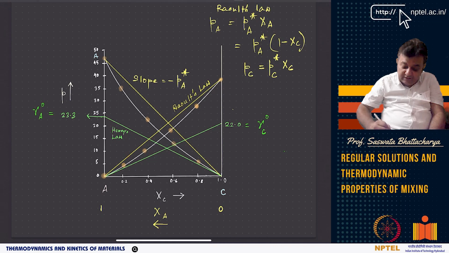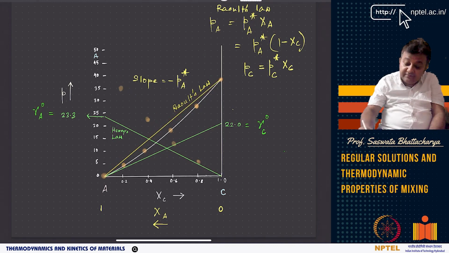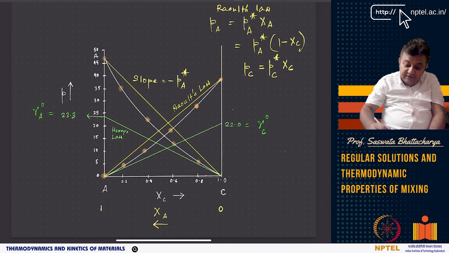So for this yellow line, you see the slope is PC star. While for the other line, that is for acetone, you see there is a decreasing trend, right? There is a decrease in pressure from pure acetone, going to 0 towards pure chloroform. So basically the slope is minus PA star.